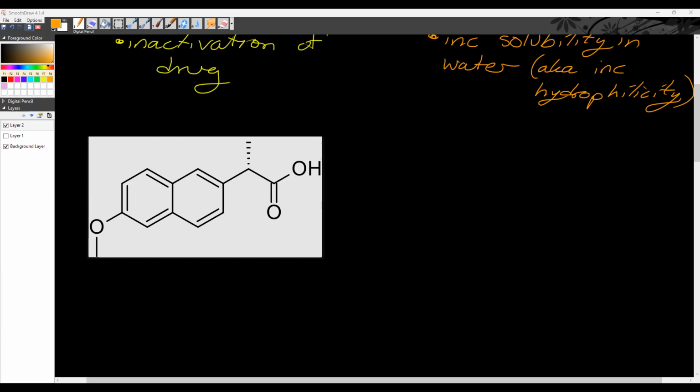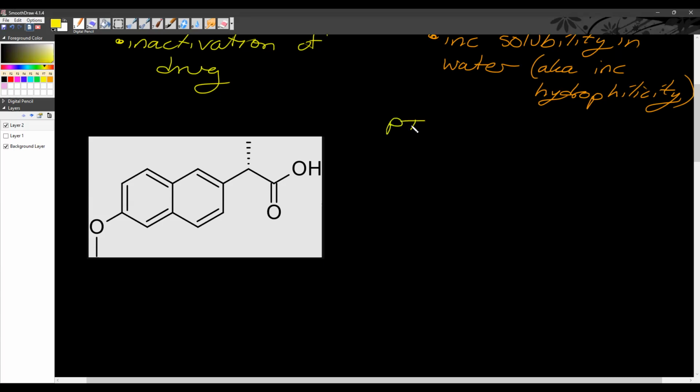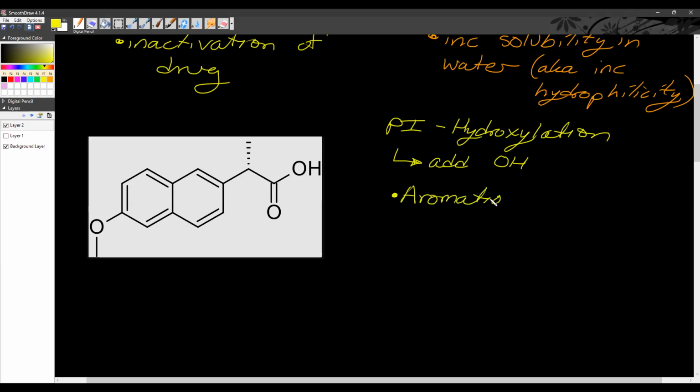All right. Phase 1. The first kind of phase 1 metabolism that we have is hydroxylation. The purpose of hydroxylation is to add an OH. And there are two kinds of hydroxylation that we can find. There is aromatic hydroxylation, and there is aliphatic hydroxylation.